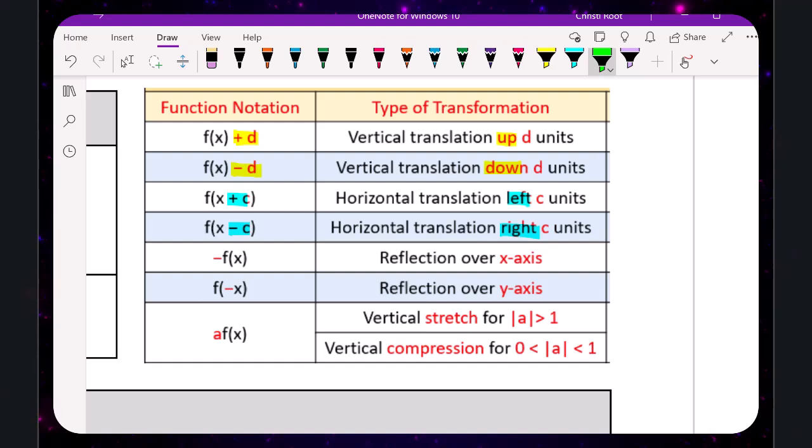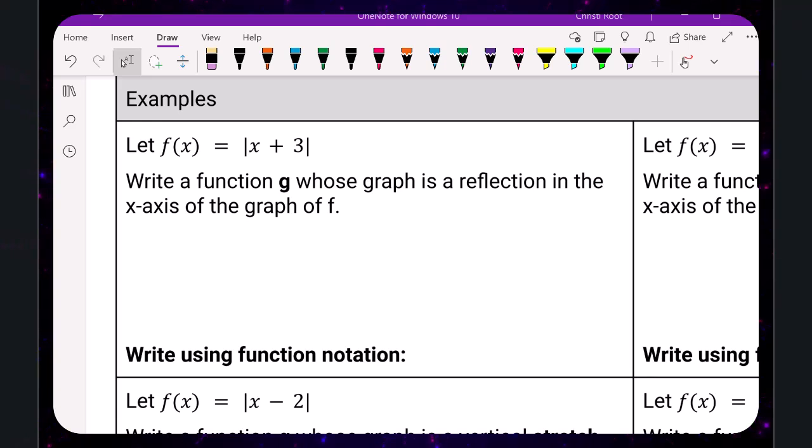If you use multiplication, let's say you want to reflect over the x-axis, you're going to multiply the function by -1. If you want to reflect over the y-axis, you multiply x by -1. And if you decide to multiply the function by something greater than 1, it's going to be known as a vertical stretch. It's going to pull it away from the axis. And if you multiply it by something between 0 and 1, it's going to be a vertical shrink, aka compression. So let's take a look at the examples.